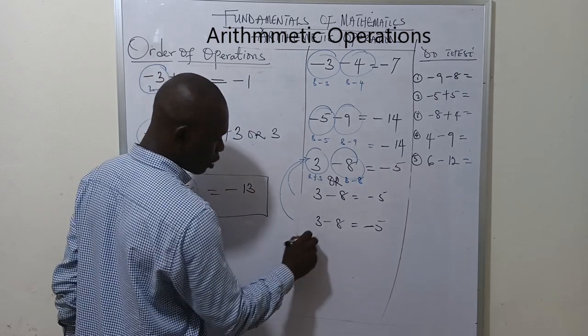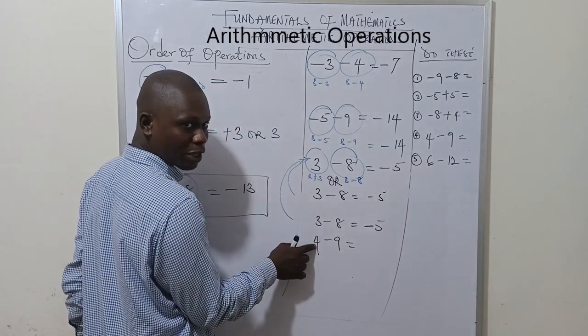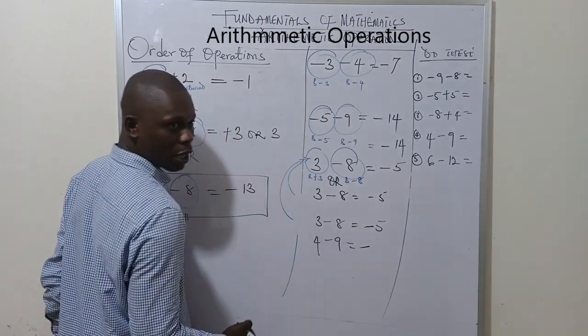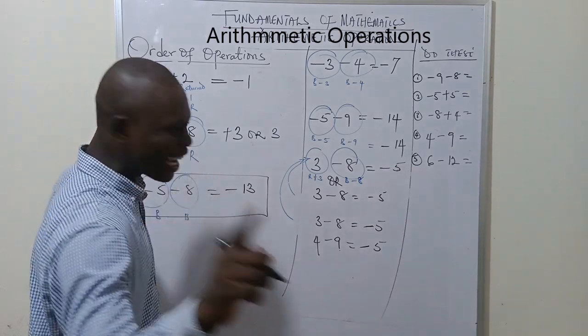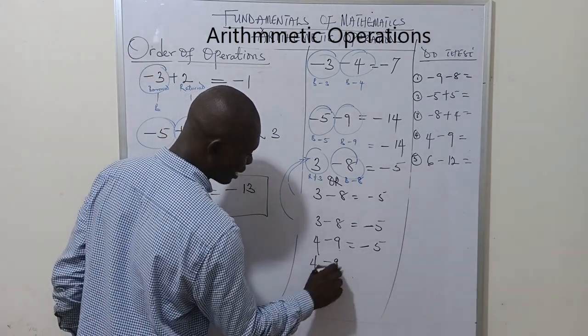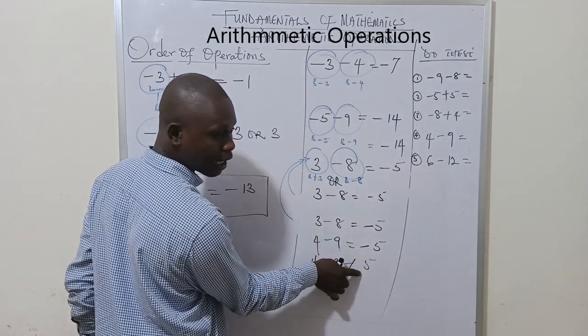Now, let's see another example. 4 minus 9. This is a small number subtracting a big number. Add minus, now 9 minus 4 is going to be 5. Please take note that your 4 minus 9 is not equal to 5. There's a difference between minus 5 and 5.